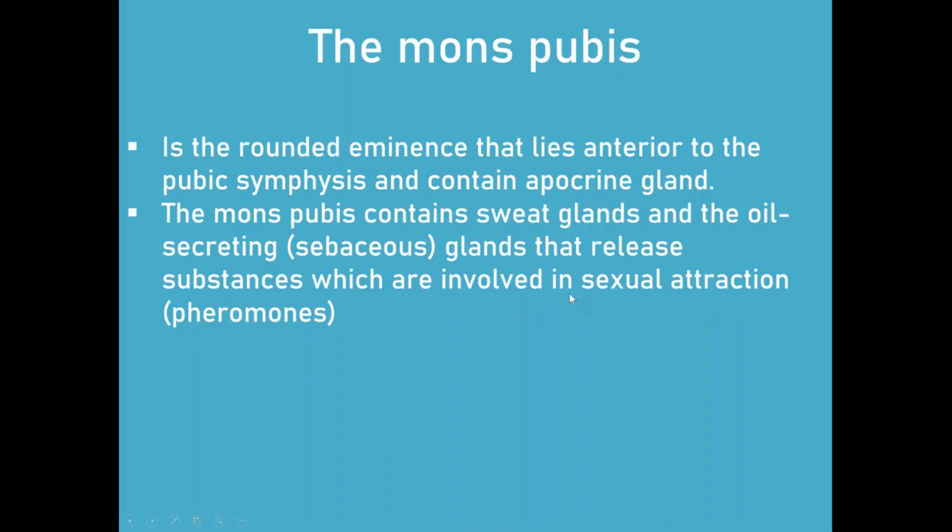What about the mons pubis? We'll discuss the external genitalia, starting with the mons pubis. It is a rounded eminence that lies anterior to the pubic symphysis and contains apocrine glands. It contains sweat glands and oil-secreting sebaceous glands that release substances involved in sexual attraction. These are pheromones. This is the function of the mons pubis.